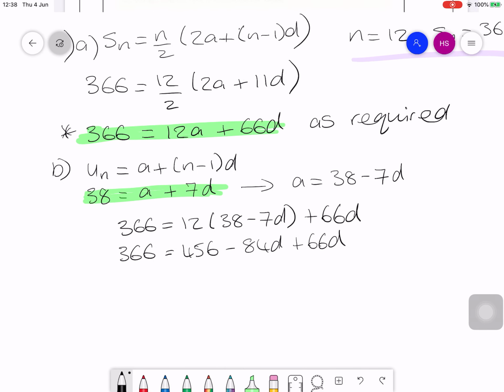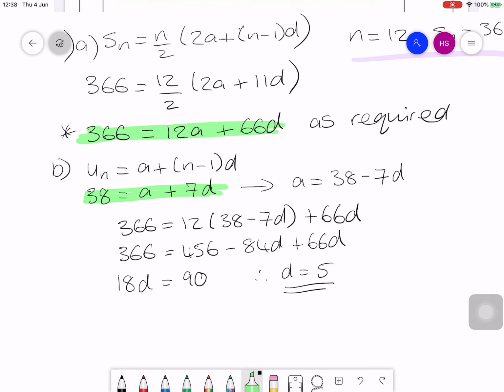So if I take my d's over to the left-hand side. So minus 84 plus 66 is minus 18. So if I add that over to the left-hand side, that becomes 18d, and then 456 minus 366 is 90. So d would be 90 over 18. So d would be 5.